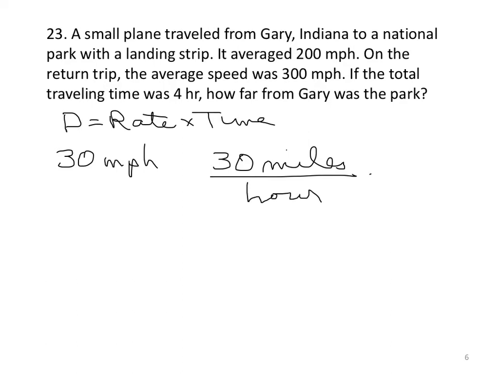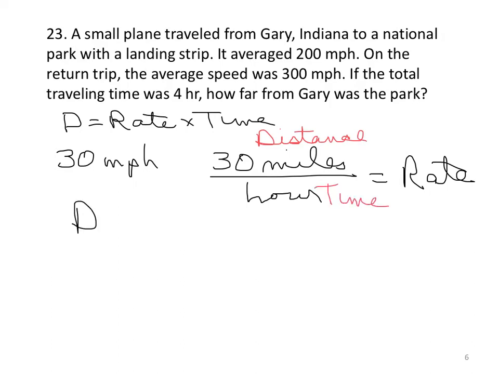And that tells you how fast it's going, which is the rate. Well, miles is distance, right? And hours is time. So you have distance over time equals rate, which is, if you multiply both sides by t, you get distance equals rate times time.